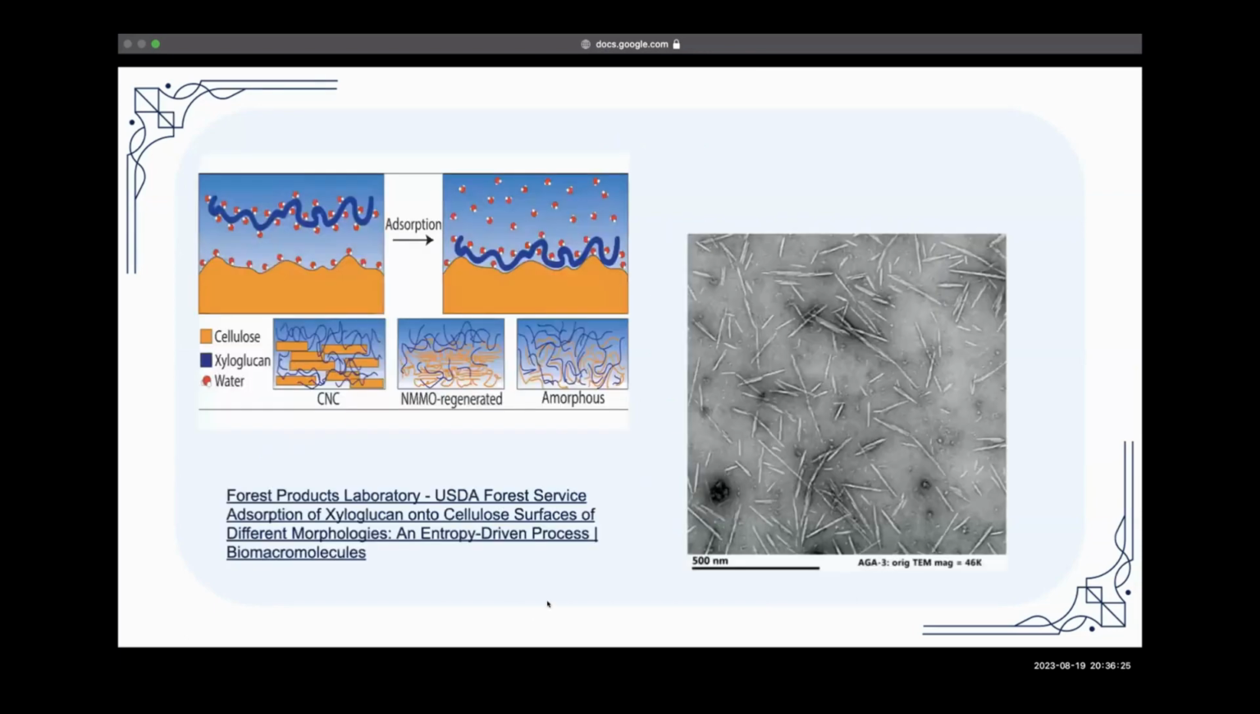In the first picture on the left, this is what adsorption looks like. As you can see, the xyloglucan particles are not being absorbed, but rather adsorbed, where they're just sticking to the surface. On the right is a picture of cellulose nanocrystals, in case you're wondering what they look like. As you can see, they're rod-like, crystal-like structures.